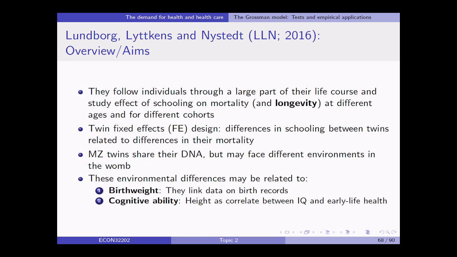So they employ what's called a twin fixed effects design. Essentially you look at a twin pair, you see if there's any difference in the amount of education within that twin pair, and you then see if that difference in education relates to differences in health. But here we're thinking about health in terms of mortality. So they used identical twins, or MZ twins as they're known medically.